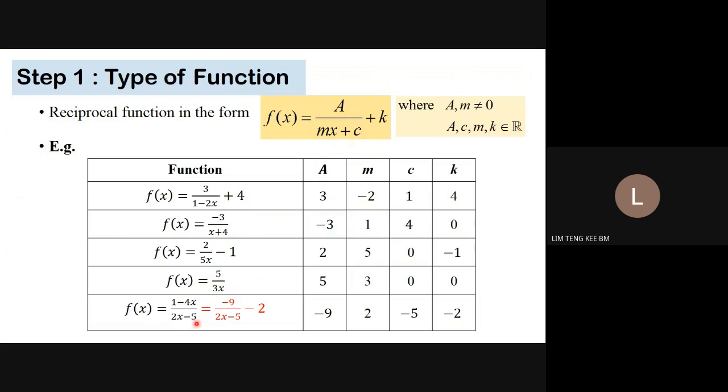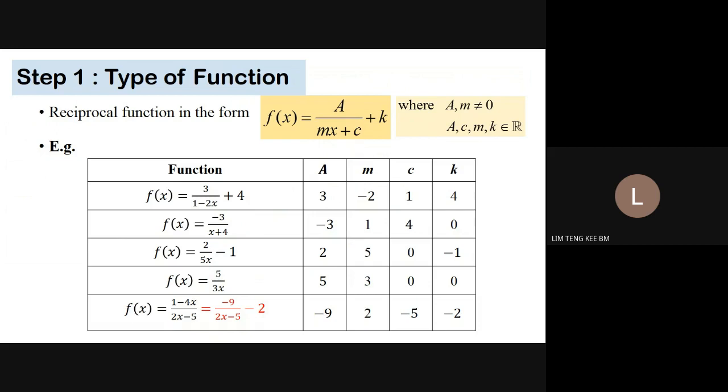In some situations you may find a case like 1 minus 4x over 2x minus 5, where you have linear over linear in the reciprocal function, and yet this is still within the coverage of our type of function, where by doing long division that you're going to learn in chapter 6 later, we're able to convert this function into the form of negative 9 over 2x minus 5 minus 2. Once again, it corresponds to the functions that we have in general on top.